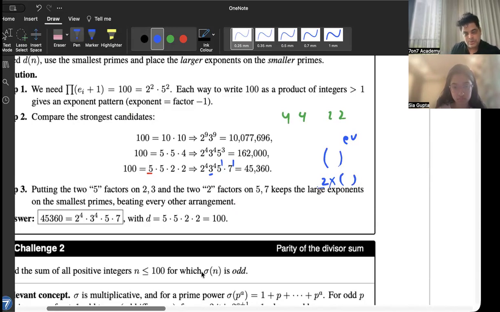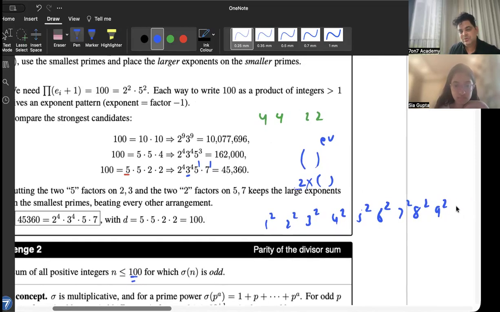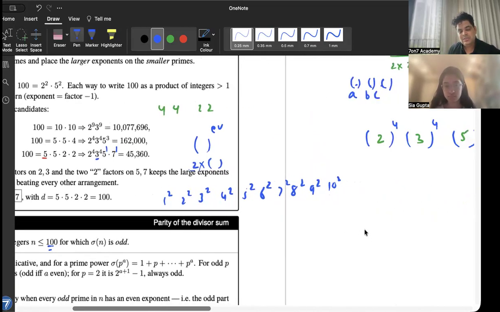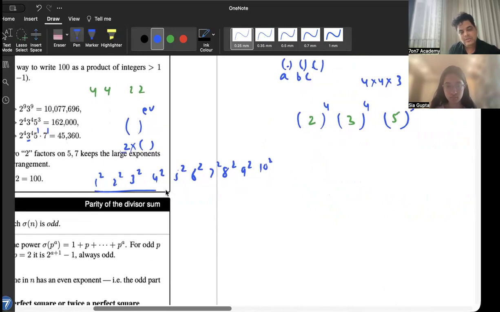So now, below 100, how many square numbers do you have? You have 1 square, 2 square, 3 square, 4 square, 5 square, 6 square, 7 square, 8 square, 9 square. Agree? And then 10 square, of course. How will you add them, Sasha? Do you know the formula to add them?